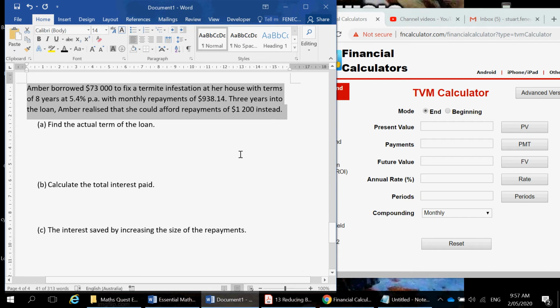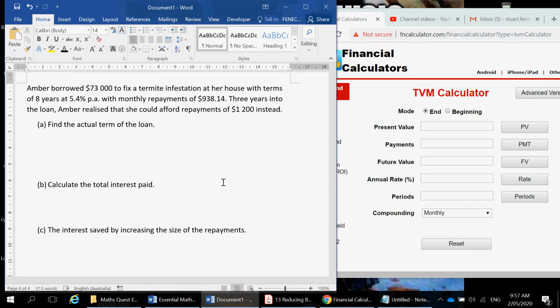Amber borrowed $73,000 to fix a termite infestation at her house with terms of 8 years at 5.4% per annum with monthly repayments of $938.14. 3 years into the loan, Amber realised that she could afford payments of $1,200 instead. She's had a good pay rise, got a better job, other expenses have decreased, life's looking good, she can pay more. This can happen. So find the actual term of the loan.